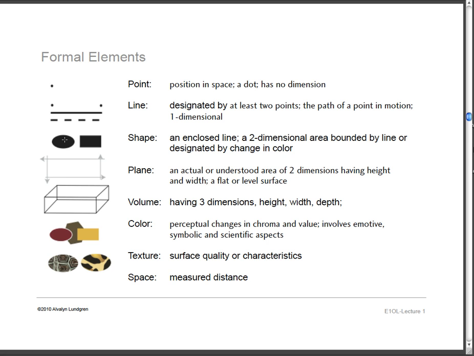Next up is plane, which is a two-dimensional understanding, but it's not necessarily tangible in terms of seeing it. We have to be aware of it because there are foreground planes, midground planes, background planes, things like that. But it's an actual or understood area that's two-dimensional. It has height and width. It is flat. Planes are flat. A sphere has no planes.